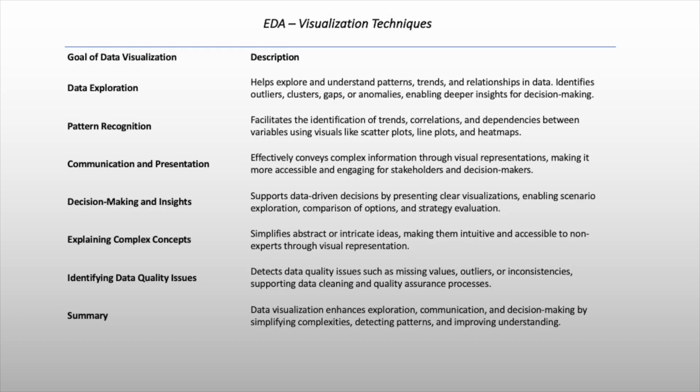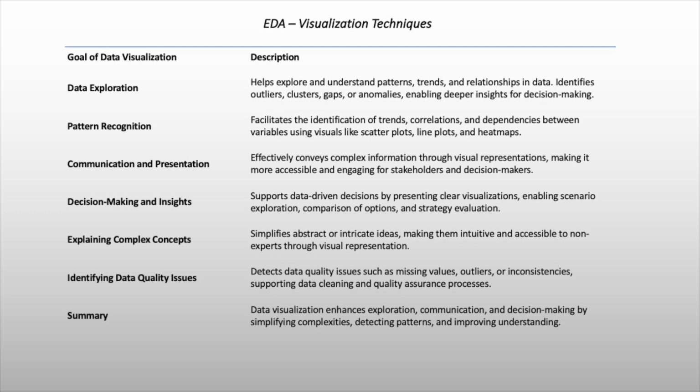Data visualization. Goals of data visualization can be summarized as follows. Data exploration. Data visualization helps in exploring and understanding the underlying patterns, trends, and relationships within a dataset. By visualizing data, analysts can quickly identify outliers, clusters, gaps, or anomalies that might not be apparent in raw data alone. It allows for a deeper understanding of the data and generates insights that aid in decision-making.